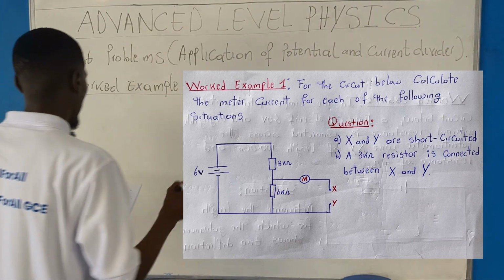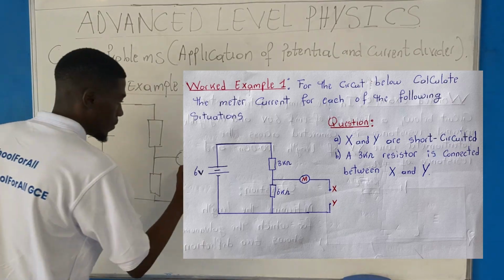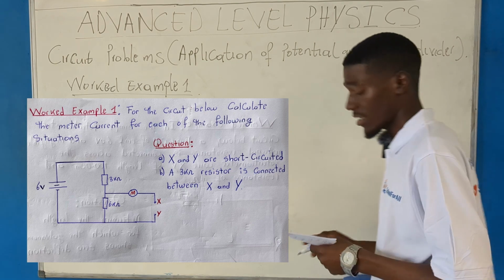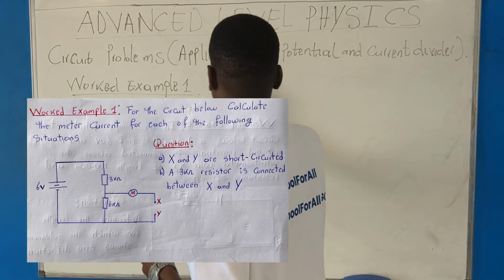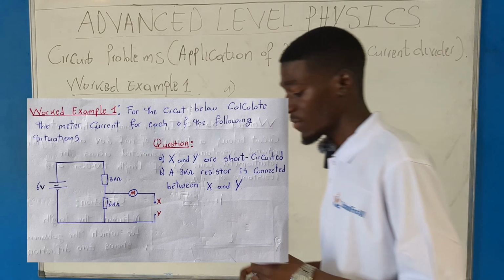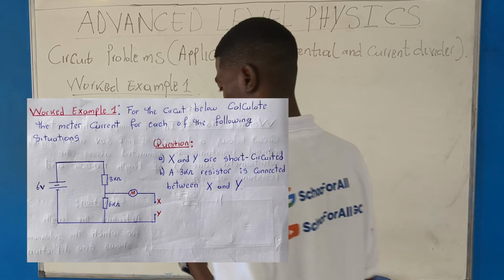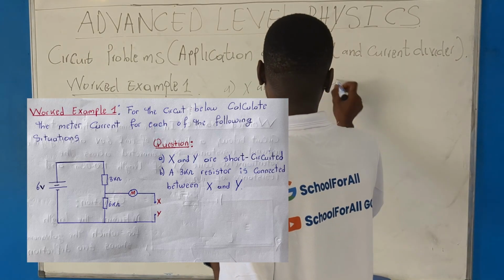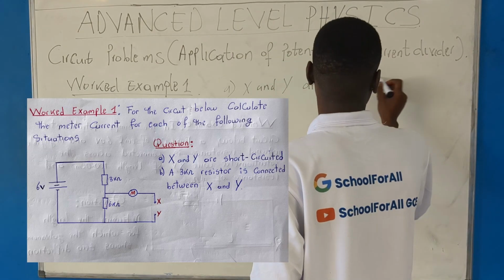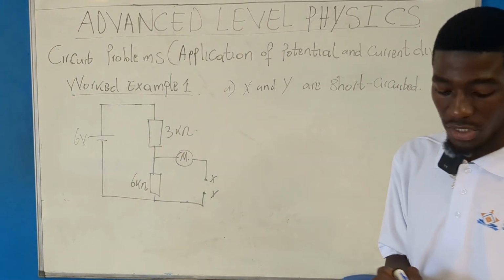So, example 1, we are having a circuit diagram. It's our circuit diagram. The first question is asking us, A. So, for the circuit diagram below, calculate the meter current for each of the following situations. A, X and Y are short-circuited.